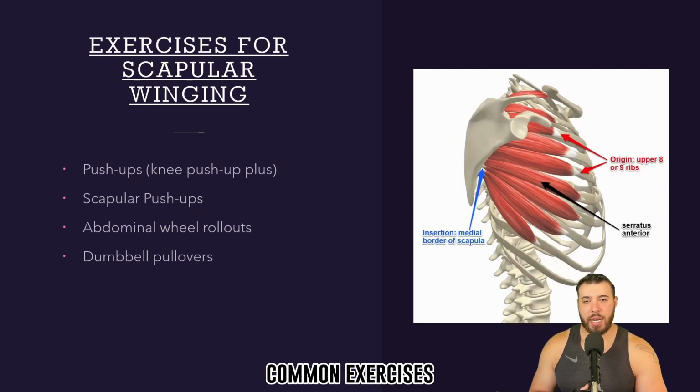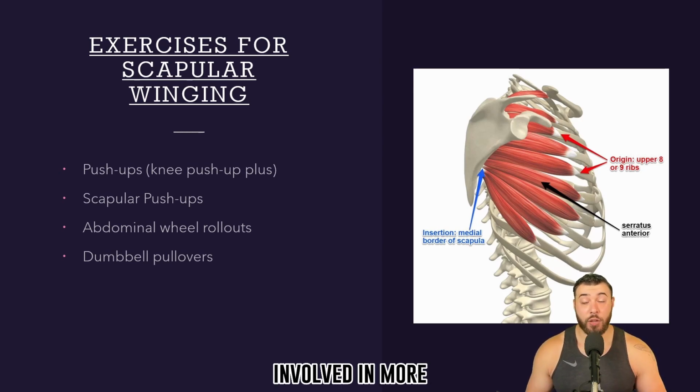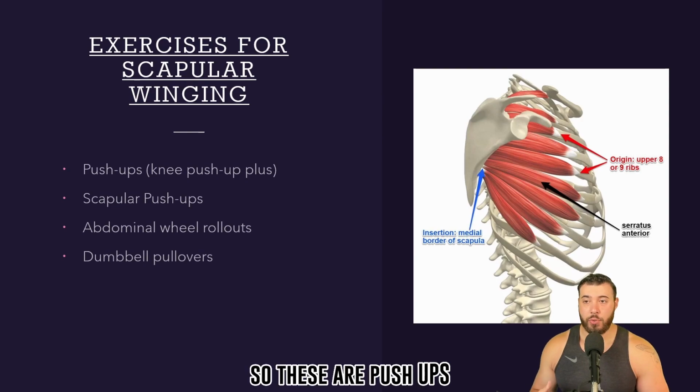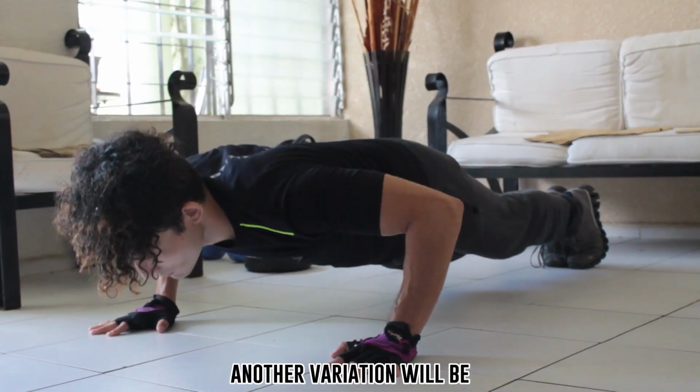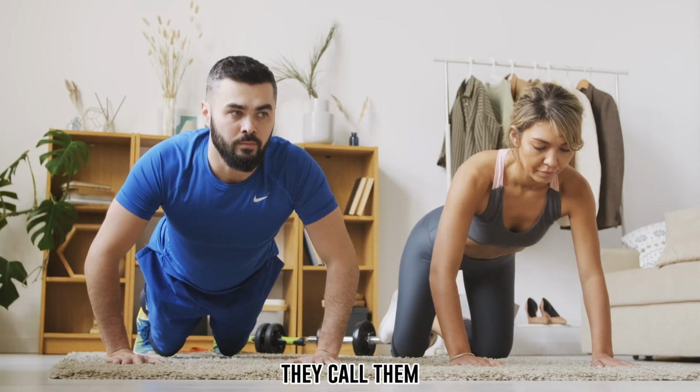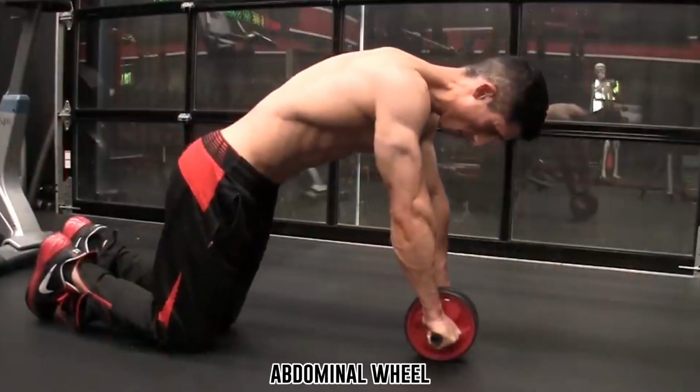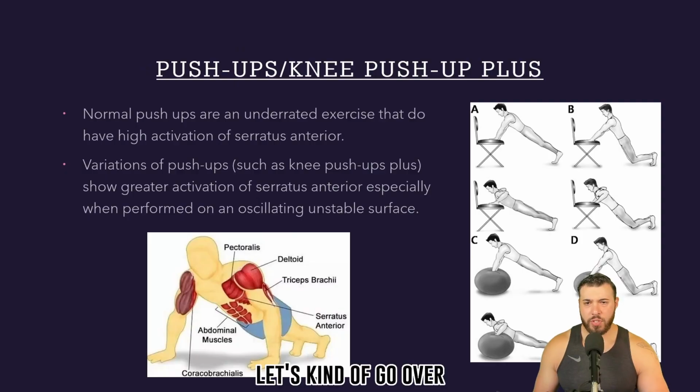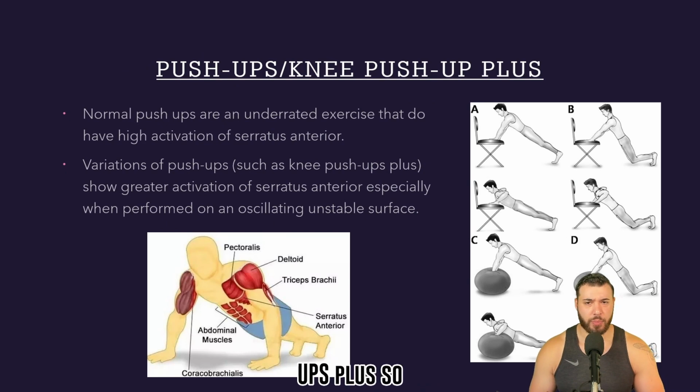So some of the common exercises that we can see offered if you look online, and I pick the ones that I tend to favor more as they're more dynamic and involve more muscle groups. So these are push-ups. Another variation would be knee push-ups plus, as they call them. Scapular push-ups, abdominal wheel rollouts, and then dumbbell pullovers. Let's go over the first one. So push-ups or knee push-ups plus.